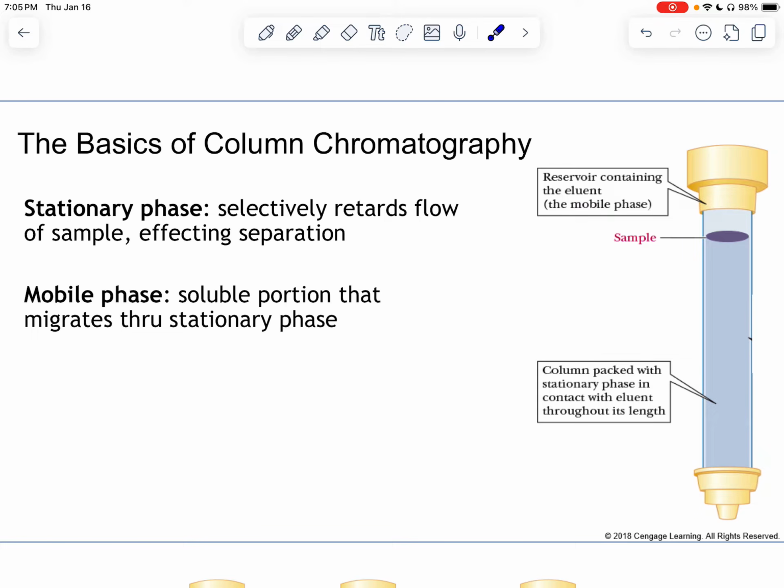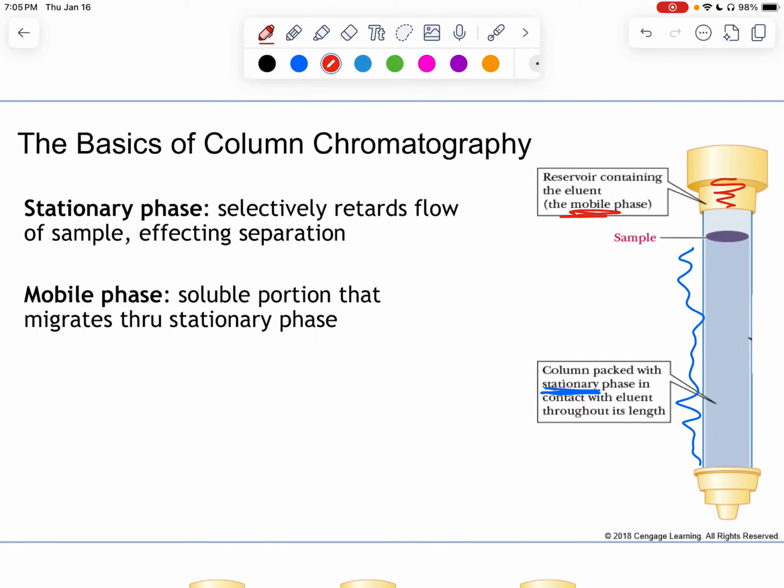All right, we're going to talk about the stationary phase versus the mobile phase. So stationary phase is depicted here in this whole area that's kind of light blue. That part is packed into this column and stays there. All right, but it's porous. Things can move through it, and hence we get the mobile phase right here that's going to start up at the top, and we're going to pour that through here.